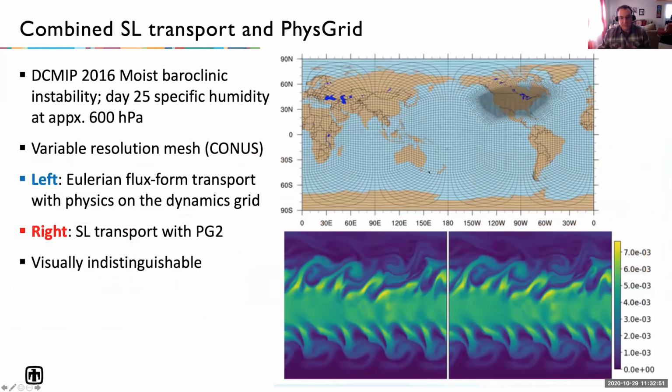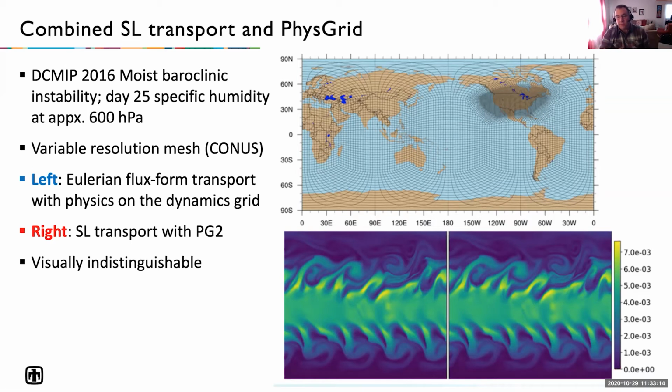So here is a test where we compare version 1, with Eulerian transport and physics on the same dynamics grid, to version 2, which is semi-Lagrangian transport with physics on the coarser grid, in a hard test where we have a variable resolution mesh, and they are visually indistinguishable. But the one on the right runs in half the time.